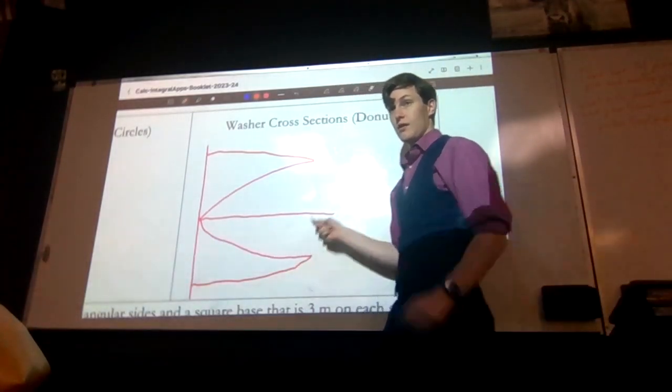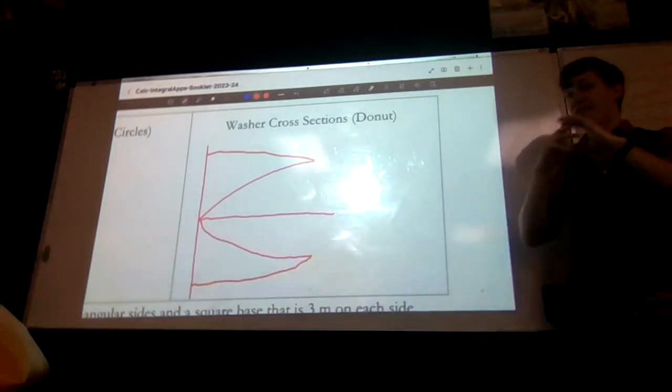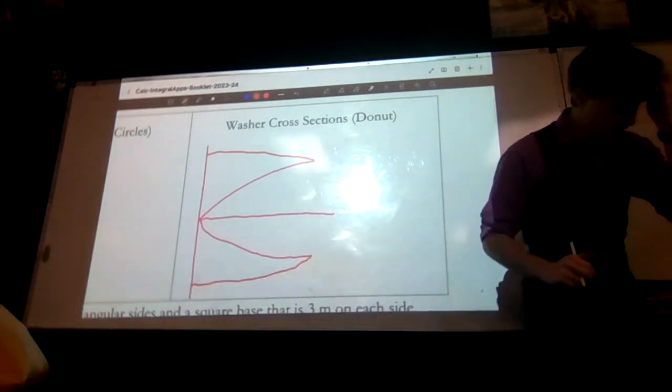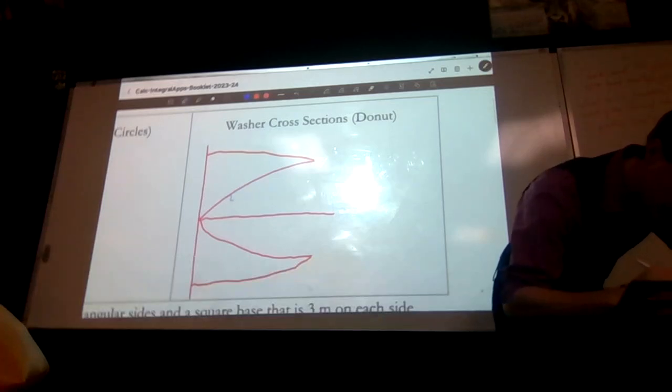What's the center of the donut? This is like the center of the donut or the center of the washer. It's just that it's a different size. So when I draw this out, I will almost always draw a circle in the middle like this. That is your empty space.